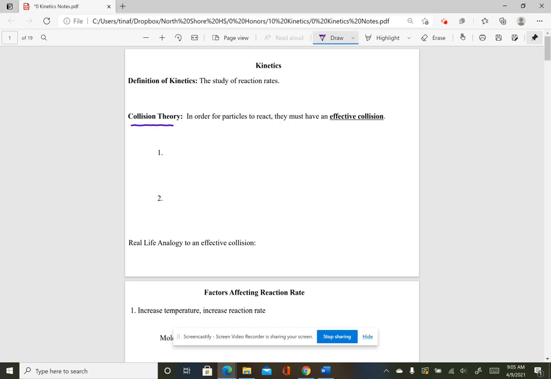So, in order for particles to react with each other, they have to collide with each other, they have to hit into each other. But not every collision leads to a reaction, it has to be an effective collision. And what that means is that two things have to happen. So when they collide, the particles have to have sufficient energy.